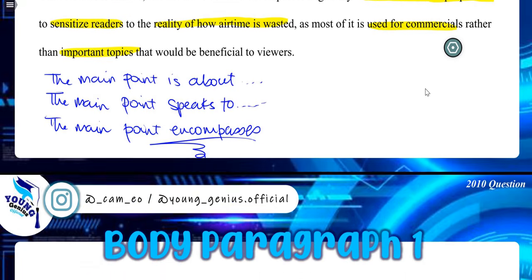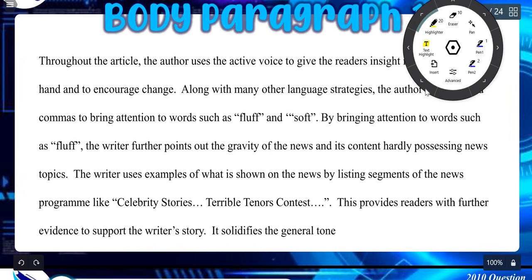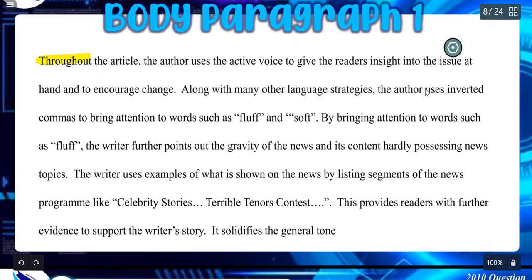All right. Then I went into my body paragraph and I said, you need to learn to use transitional phrases or words. So I said throughout the article, the author uses the active voice and here's my first strategy, to give the readers an insight into the issue at hand and to encourage change. So as I said, I stated what the strategy was, and I told you how it was used to actually drive the purpose and the main point.